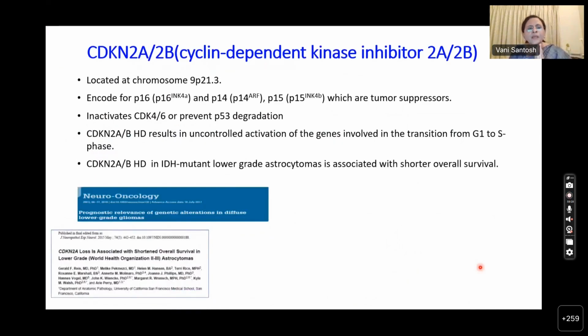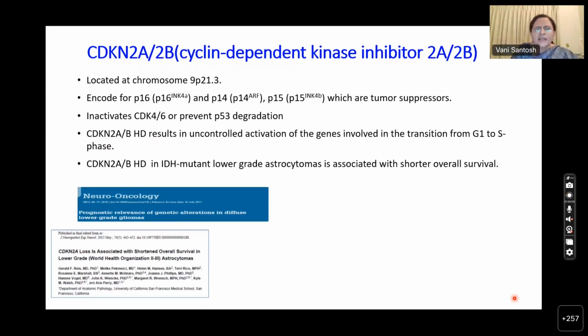What is CDKN2A/B? CDKN2A/B is cyclin-dependent kinase inhibitor 2A and 2B. It is a tumor suppressor gene located on chromosome 9p, locus 21.3, and it encodes for 3 tumor suppressor proteins called P16, P14, and P15. What they do is that they inactivate CDK4, CDK6, or they prevent P53 degradation. Homozygous deletion will result in uncontrolled activation of several genes that are involved in the cell cycle. They transit from G1 to S, making the cell very proliferative.